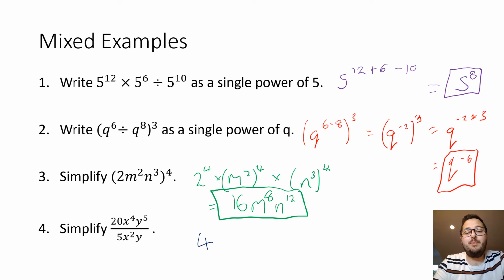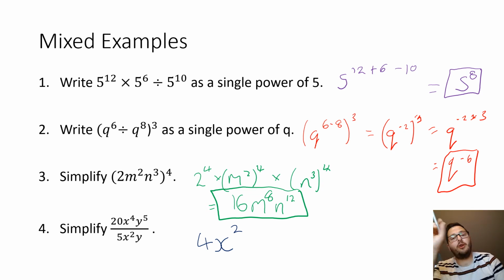Then we've got x to the power of 4 divided by x to the power of 2. Well, that's going to be x to the power of 4 take away 2, which is 2. And then you've got y to the 5 divided by y. Now y just on its own is just y to the power of 1. So this is y to the power of 5 minus 1, which is 4.